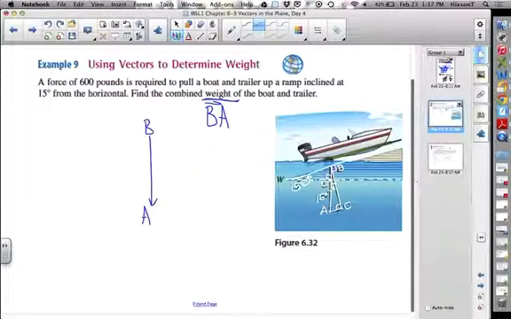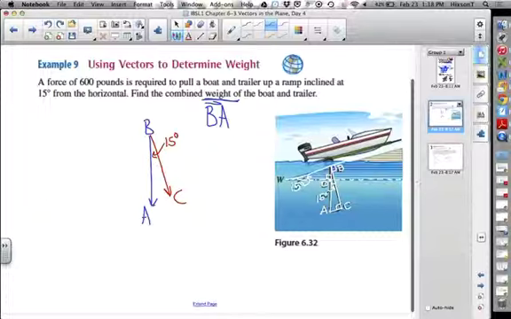And then this vector right here, BC, that vector right there is the force that it's putting on the ramp directly, because it's at an angle. Now, we have a 15-degree angle right here. And then you have this vector right here, AC.